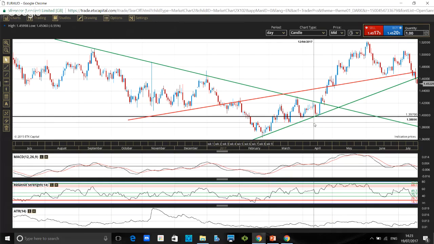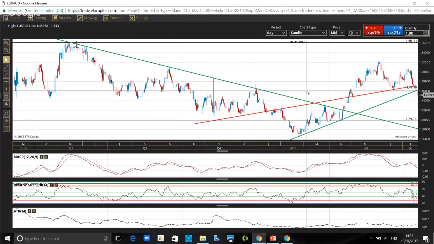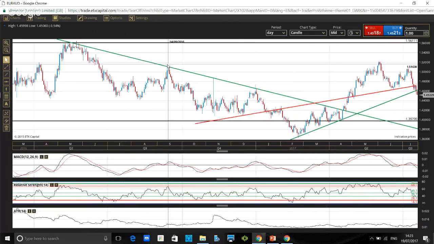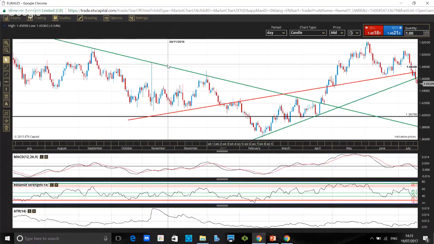A resistance line, on the other hand, is the opposite of support. It's a high level above which price is not expected to exceed. So we've just drawn that black line there, and that is a resistance line. It's a turning point for price moving upwards, while the support line is a turning point for price moving downwards. Okay, so that's the idea of support and resistance.